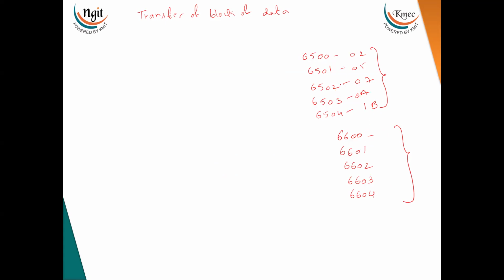Now for that, how to write the program? Total 5 numbers are there. First I have to initiate the count value. So MVI C, 05H. Directly I'm taking the count. Otherwise you can put it in a location and take it like that. So 05H I'm taking as a count.